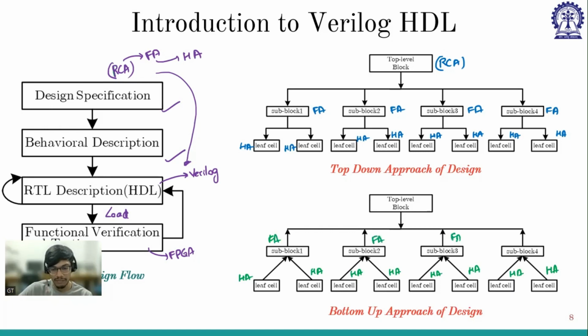Usually the top-down approach will be easy because we want a ripple carry adder. We know that a ripple carry adder consists of 4 full adders. So it would be easy for you to go with this approach, but you are free to choose any design approach. So this completes the approach of design.